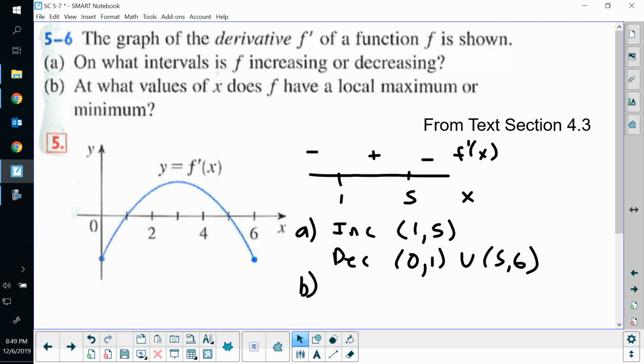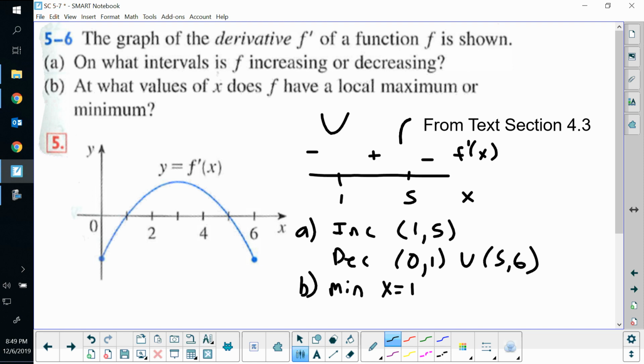So for part B, we want to know where f has a local max and local min. Well, at 1, we are going from a decrease to an increase, so that would be a min. So a local min at, oops, actually we just want to know the x value because we don't know the original function to find the y value. And at 5, we switch from increasing to decreasing, so that would be a max. So this is x equals 5. And this is what's called the first derivative test, when we use the first derivative to determine where there are local mins and local maxes.